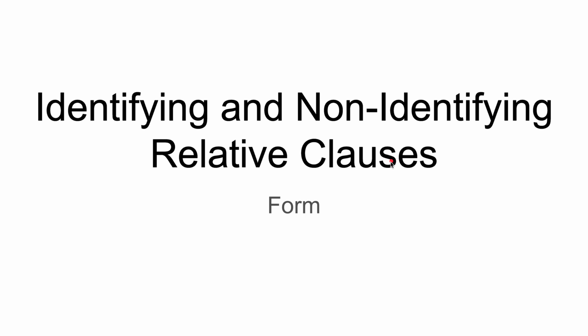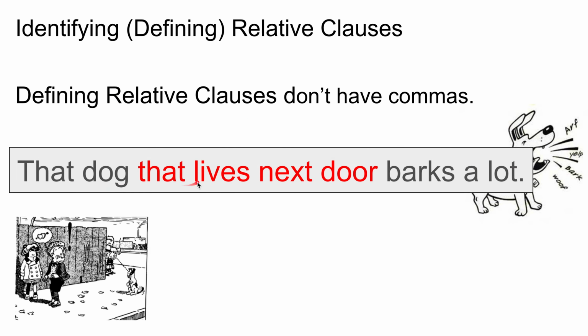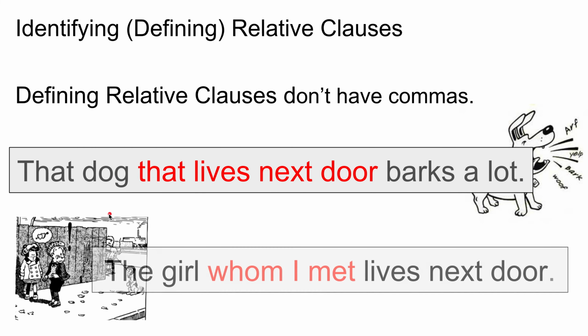Okay, let's look now at the form of identifying and non-identifying relative clauses. Defining or identifying relative clauses don't have commas. For example, that dog that lives next door barks a lot. That lives next door doesn't have any commas. Let's look at another example. The girl whom I met lives next door. The girl, no comma, whom I met, no comma, lives next door. So defining or identifying relative clauses don't have commas.